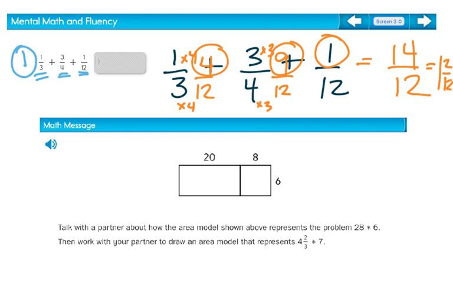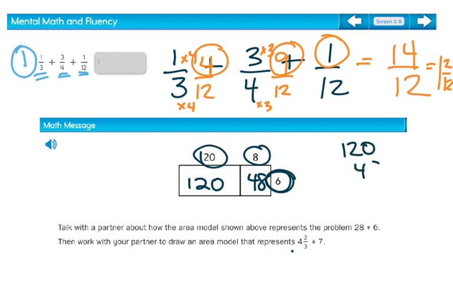All right, take a look at the bottom problem. It says, talk with a partner about how the area model shown above represents the problem 28 times 6. Do you remember when we did this partitioning of rectangles? What I would do is take 20 times 6, which would be 120, and 8 times 6, which would be 48. I add those two together, and that gives me the product of 168.